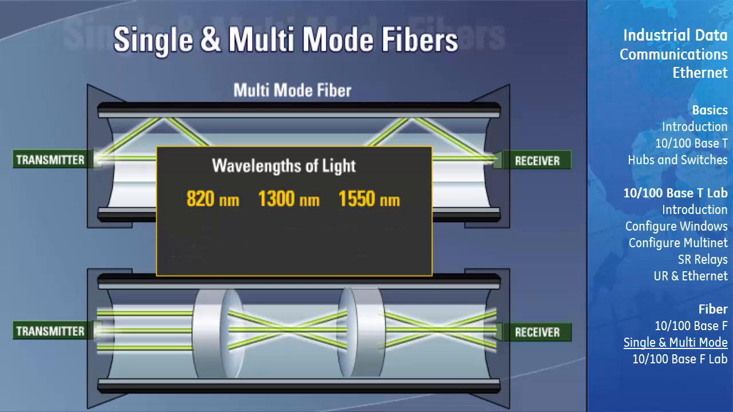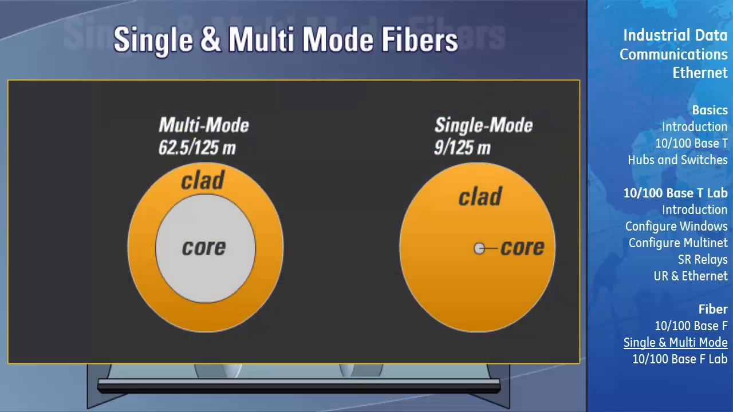Traditionally, 820 nanometer cable has been offered only in multimode, but recently single-mode 820 nanometer cables have come into existence. 1300 nanometer cable is offered in both single and multimode, while 1550 nanometer cable is typically only offered in single mode. Let's take a closer look at the construction of multimode and single-mode fibers.